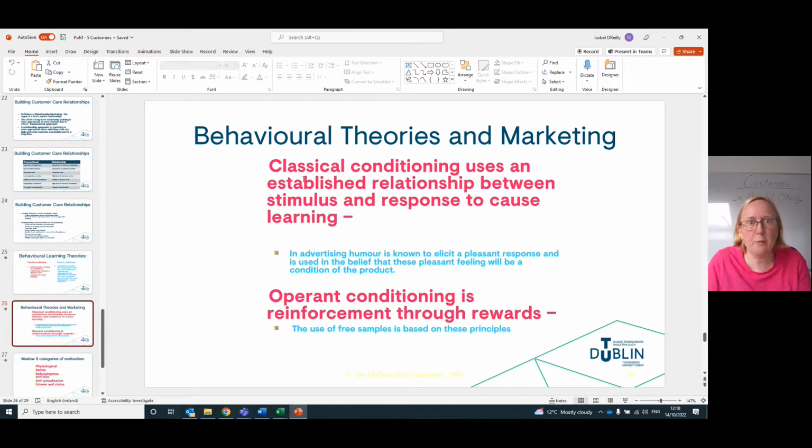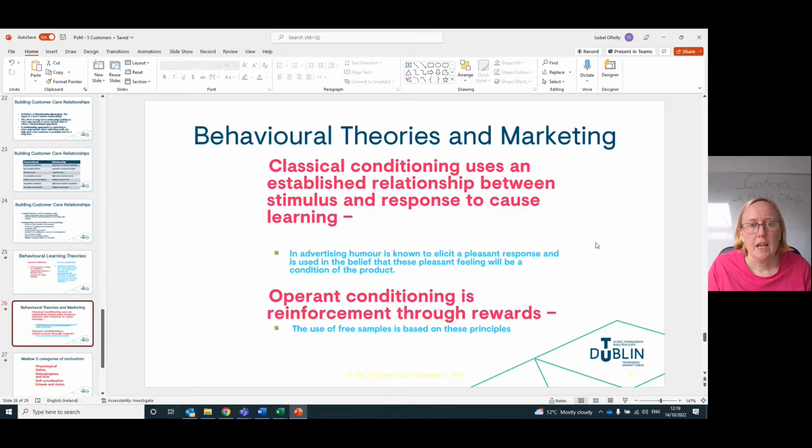Classical conditioning uses an established relationship between the stimulus and response to cause learning. In advertising, humor is known to elicit a pleasant response and is used in the belief that these pleasant feelings will be a condition of the product. We already have warm and fuzzy feelings about things that make us laugh. If that particular ad for this brand makes you laugh, then you maybe transfer some of those warm and fuzzies to the brand itself, and you have those positive feelings towards the brand.